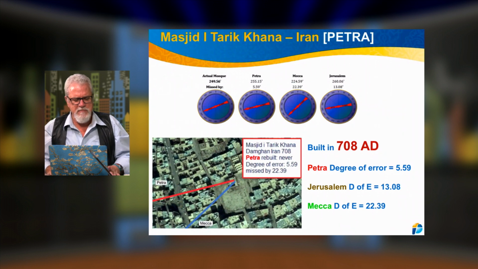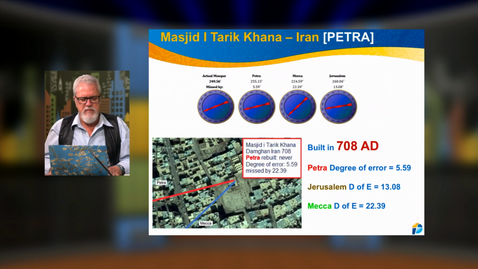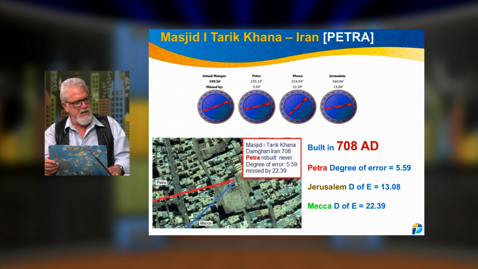So in 708, we're coming up to the Masjid-i-Tariq Khana in Iran. It's in Iran, and it's facing to Petra. It is 22 degrees off from Mecca. So obviously it's not Mecca at all, and we're in a completely new country now.